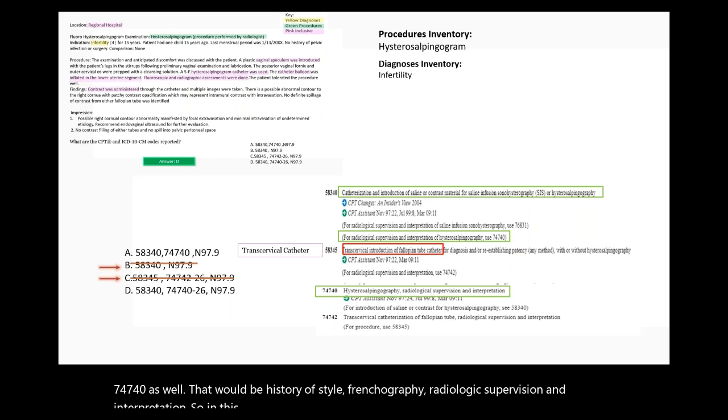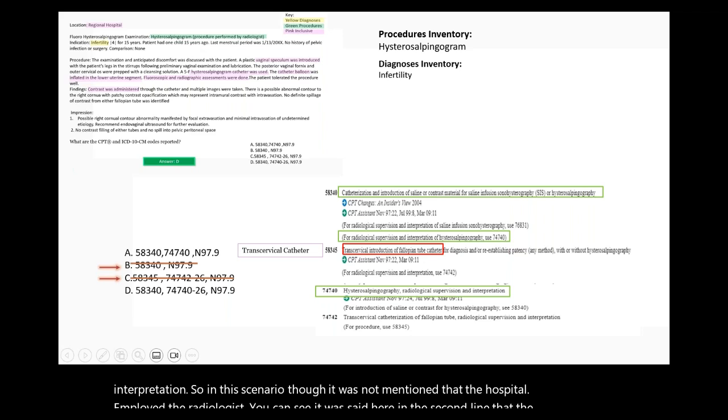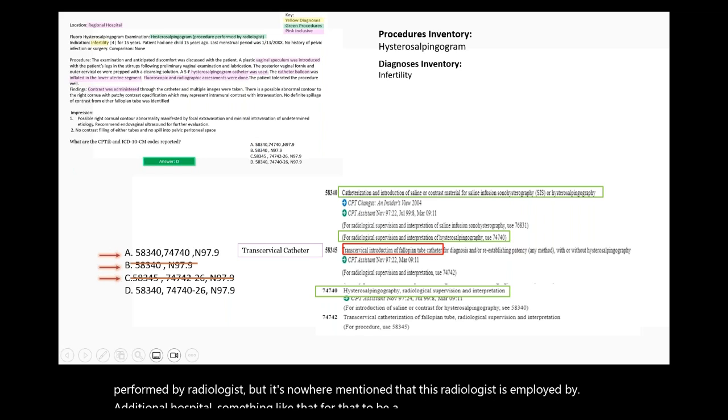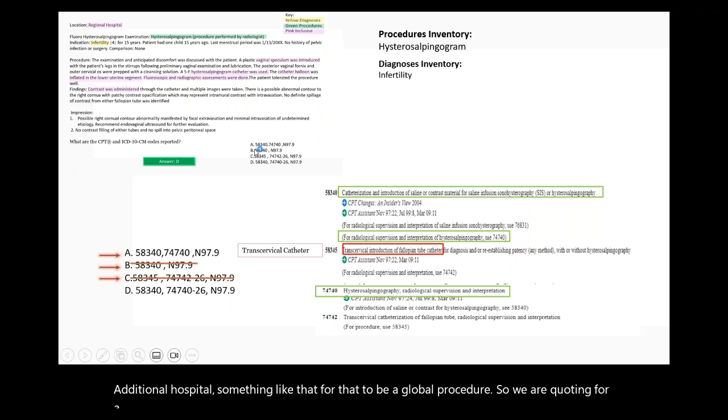So in this scenario, though, it was not mentioned that the hospital employed the radiologist. You can see it was said here in the second line that the procedure was performed by a radiologist, but it's nowhere mentioned that this radiologist is employed by this regional hospital or something like that for that to be a global procedure. So we are coding for a professional service provided by the radiologist as well.